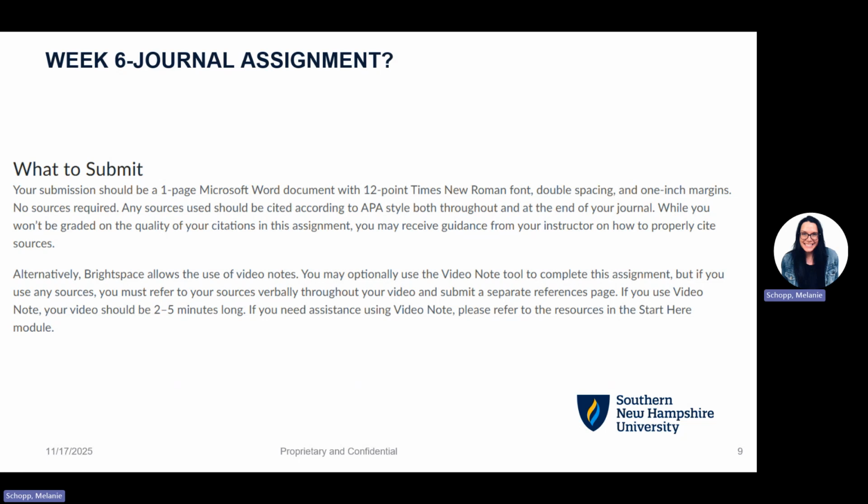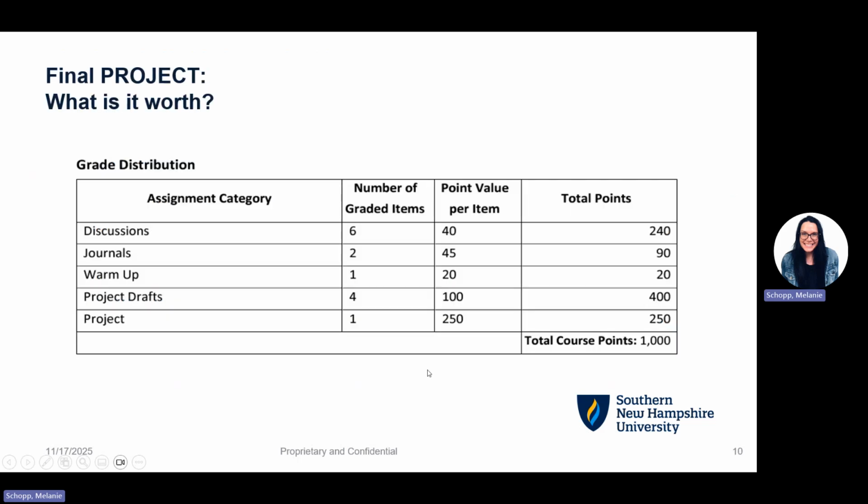Just as a reminder with those journal assignments, underneath the what to submit section, where the assignment is outlined, you can find all the information on what is required for the assignment. If you cite any sources, you want to make sure you're doing that according to APA style. And again, the Shapiro Library and the academic support team have wonderful resources for you to have citation success.